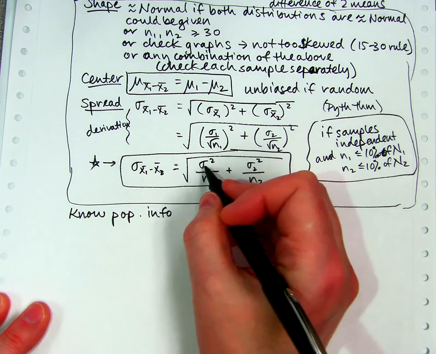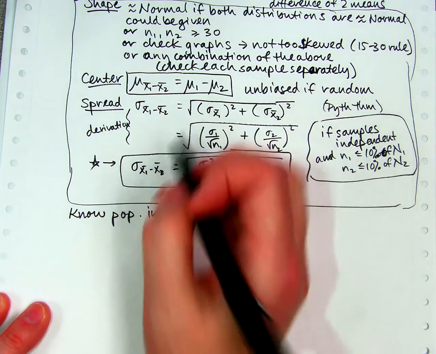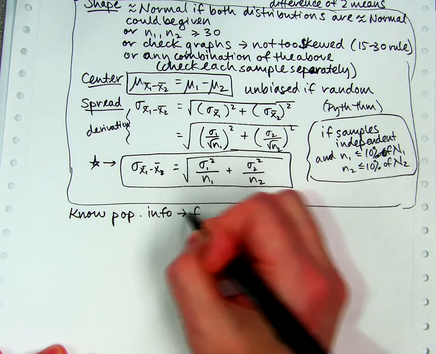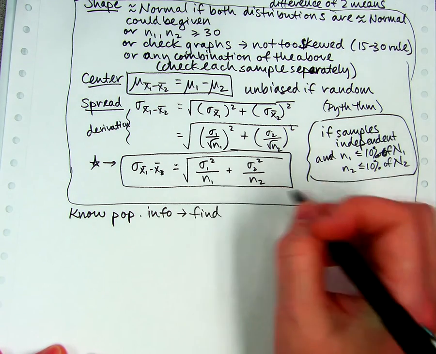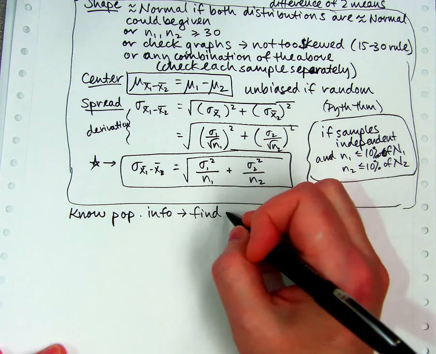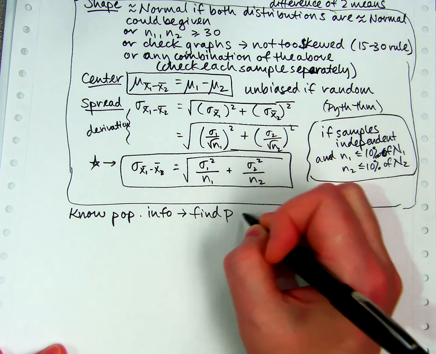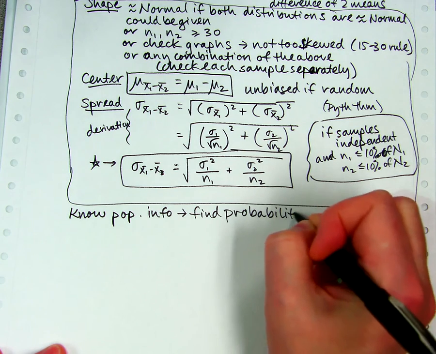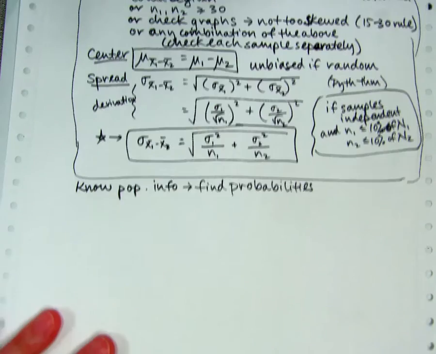So that's if we know sigma 1 and sigma 2 and mu 1 and mu 2, we can find some probabilities from that. And then we're going to shift to what if we don't know the population stuff on Thursday when we do 10.2b. So that's coming. So let's do an example of that.